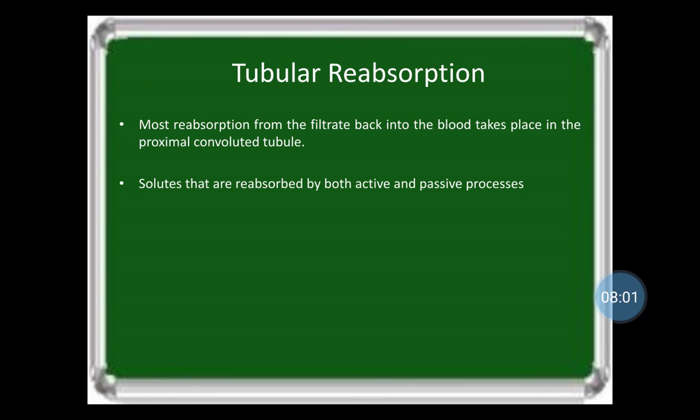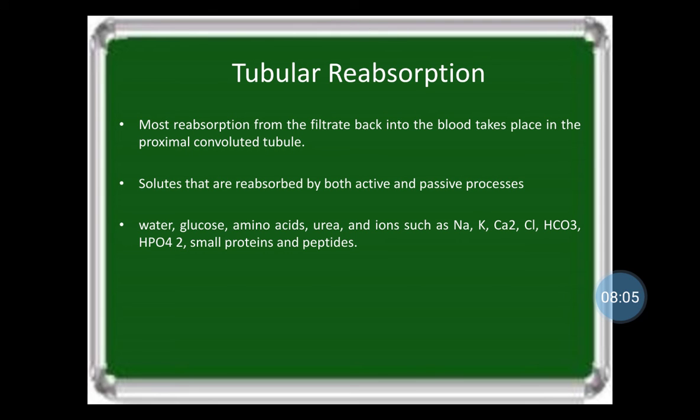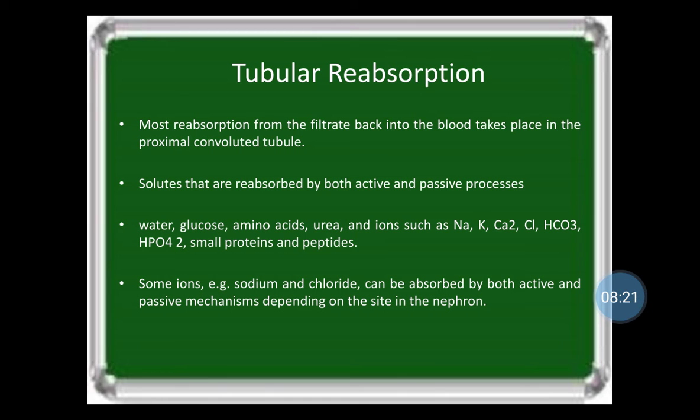Then some solutes are reabsorbed by both active and passive processes. Water, glucose, amino acids, urea, and ions such as sodium, calcium, potassium, chloride, phosphate, bicarbonate, and some small proteins and peptides are reabsorbed. Then some ions like sodium and chloride can be absorbed by both active and passive mechanisms depending on the site of the nephron.